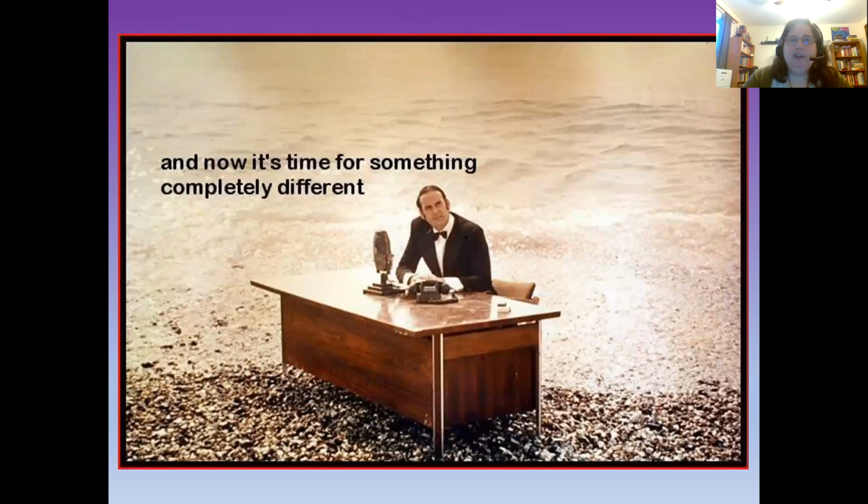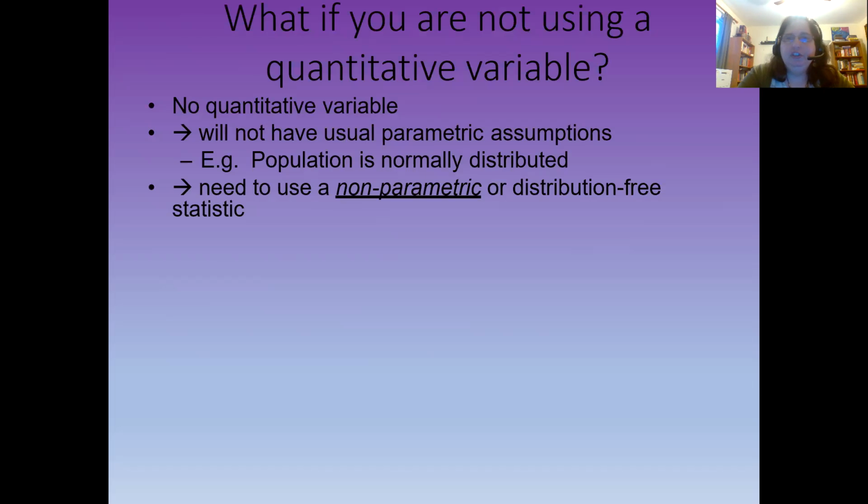And now it's time for something completely different. Now, as we close our semester together, we're going to talk about the chi-square, which is when you have no quantitative variables, zero quantitative variables. So we're not going to have our usual parametric assumptions that we're going to worry about, right? We worried a lot in the past if our population was normally distributed and if our sample was normally distributed, and we are not going to worry about that anymore. We're going to use a non-parametric or distribution-free statistic.